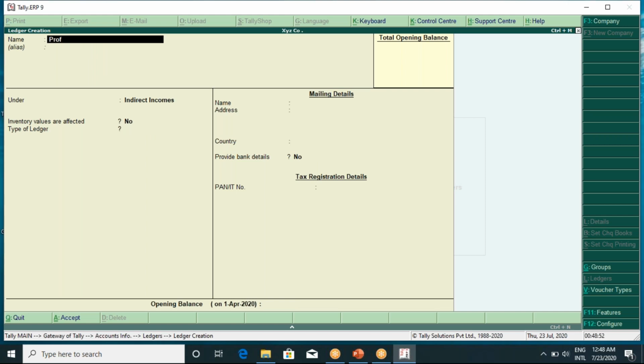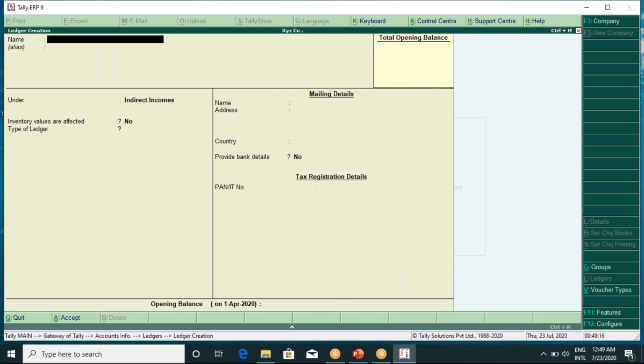Profit by sale of assets. This one is also indirect income.